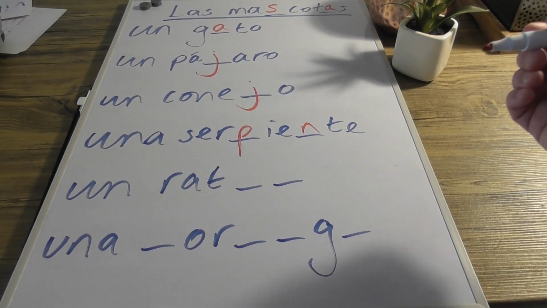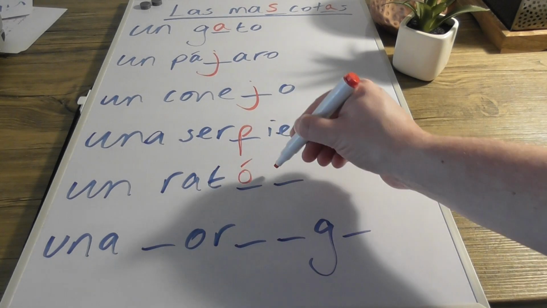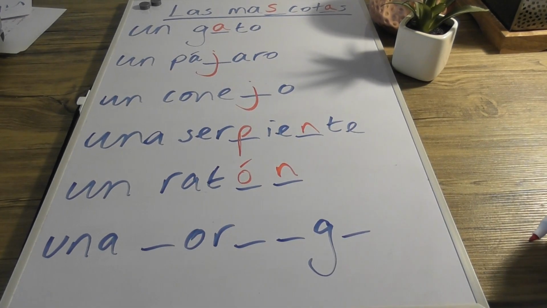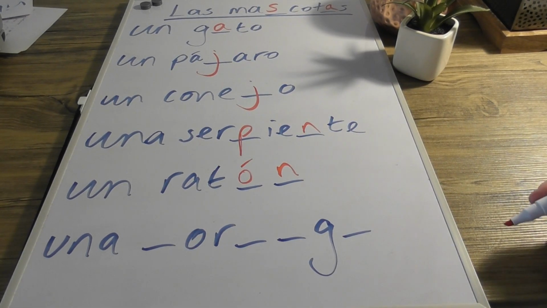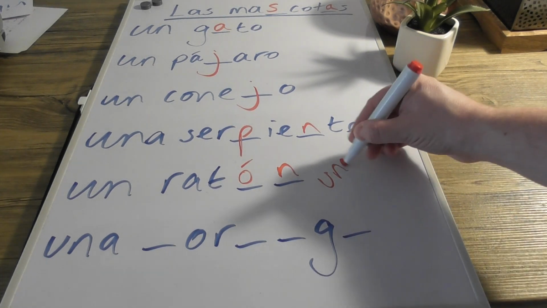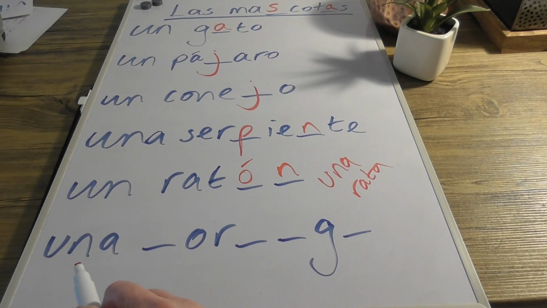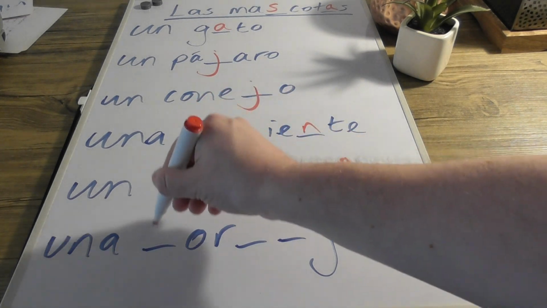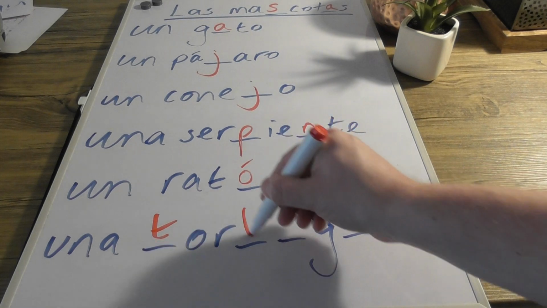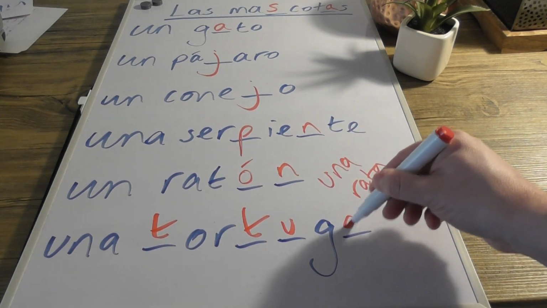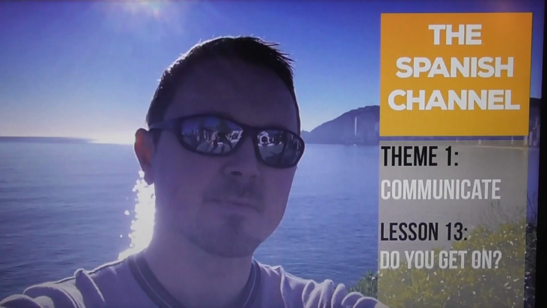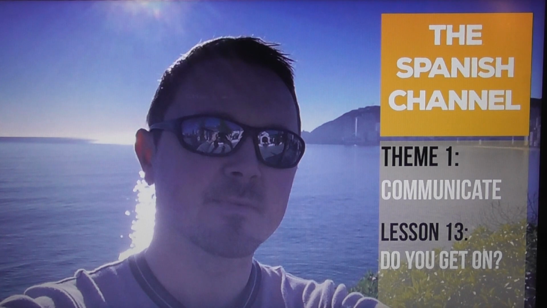Un ratón. Is that a rat or a mouse? It is indeed a mouse. Otherwise it would be una rata. And finally, finalmente, una tortuga, a tortoise.